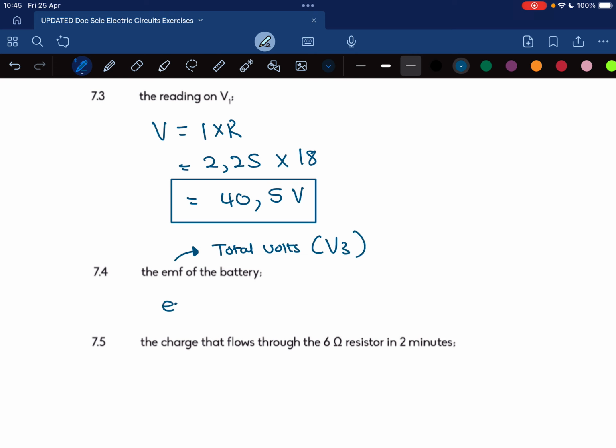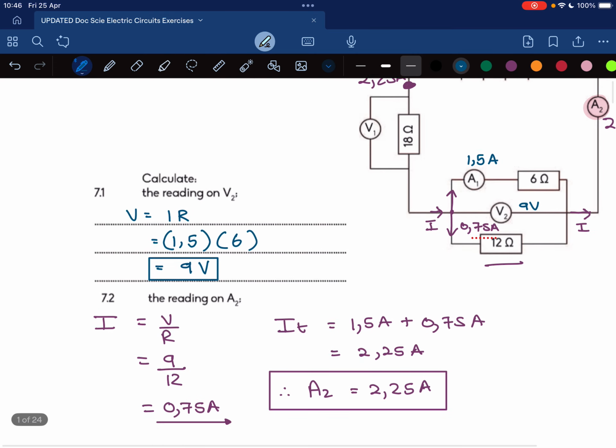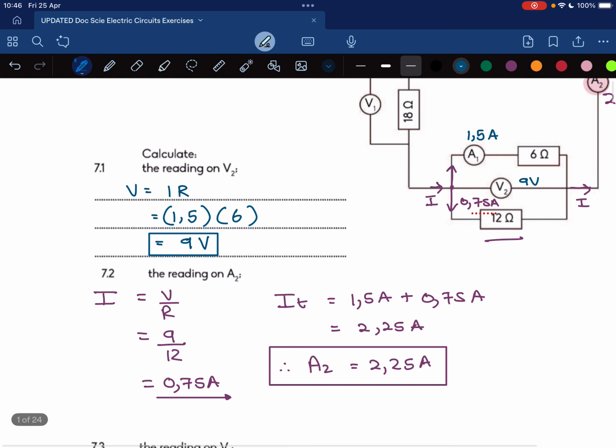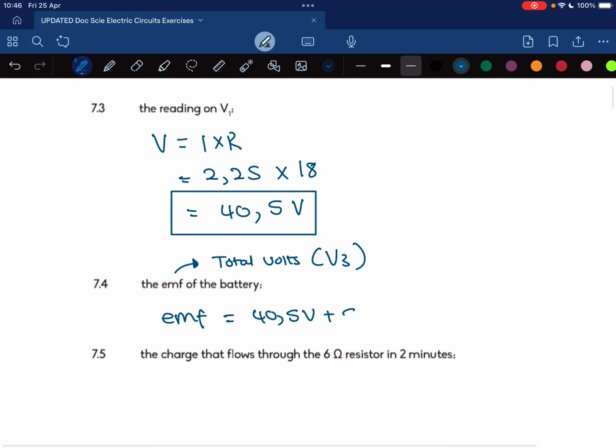So I'm going to say, well, the EMF would equal the 40.5 volts that goes through this one, plus the volts that go through that one, which is 9. So if I add all the volts together, I should get 49.5 volts. So that would be total voltage, which is just EMF. Okay, so don't get confused. EMF is not a concept that you have to worry about right now. It just means total voltage.